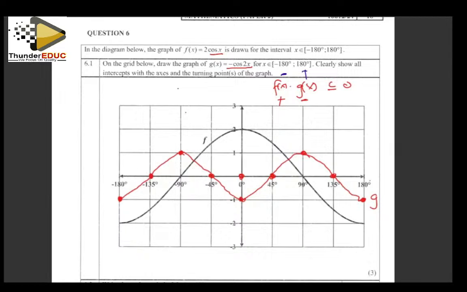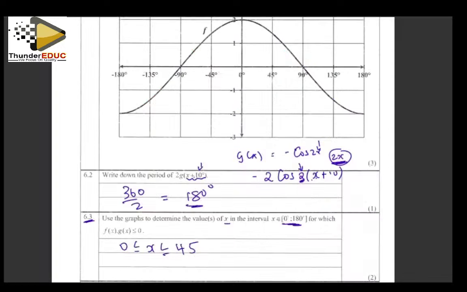Scenario number 2, where f is on top and g is below. So from 90 up to 135, you can see that g is above, and then from 90 up to that, this one is below. So I'll say 90 is less or equal to x, and then less or equal to 135. So that is what we were meant to do in 6.3.